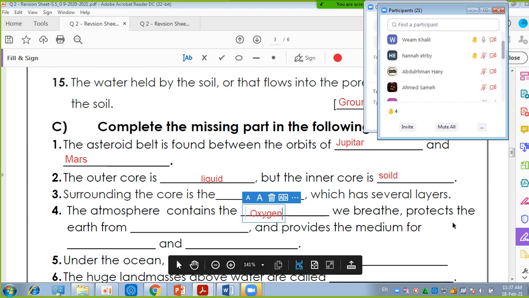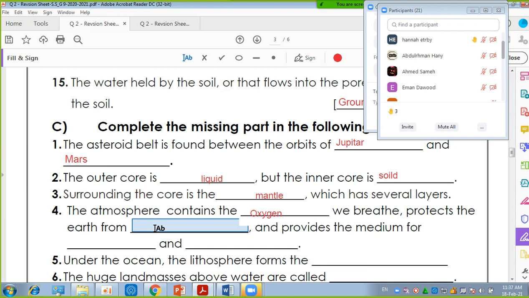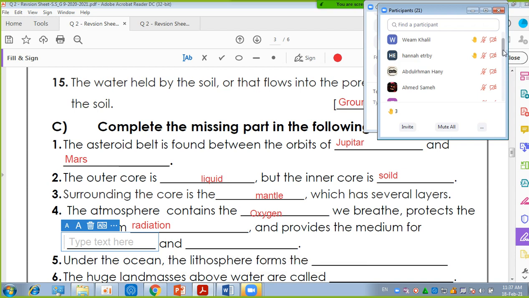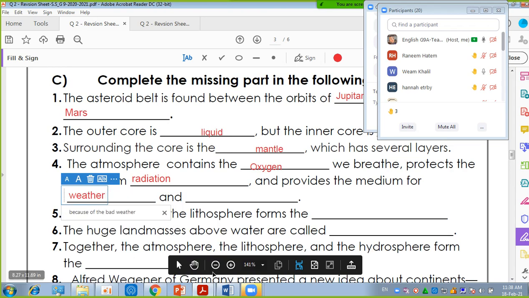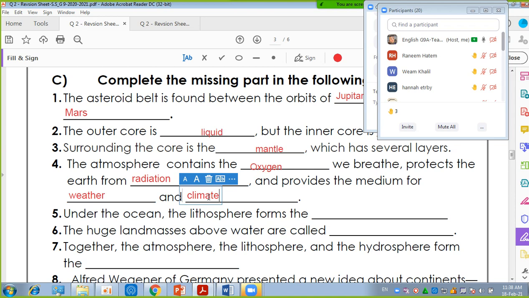The atmosphere protects the earth from what? Radiation. Yes, radiation. And it provides the medium for weather and climate. Hannah, can you fill the rest of the sentence? Yes, you raised your hand, I'm asking you to answer. Weather and climate, excellent. Good job. Thank you.